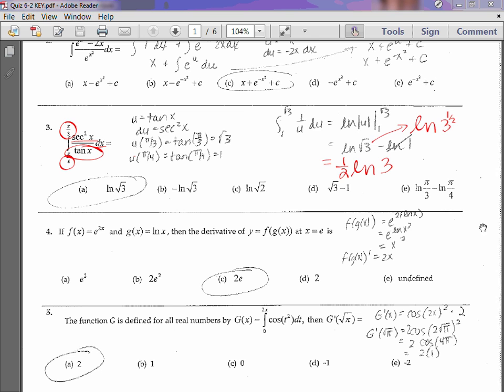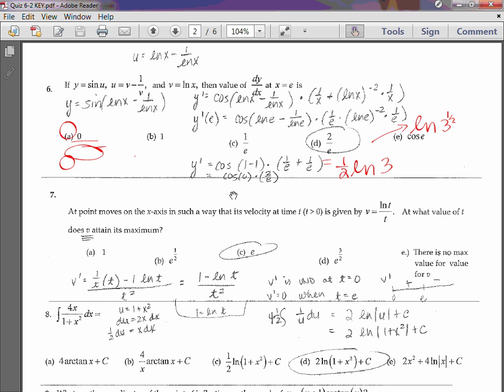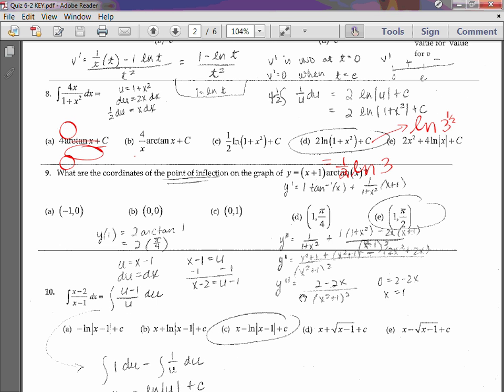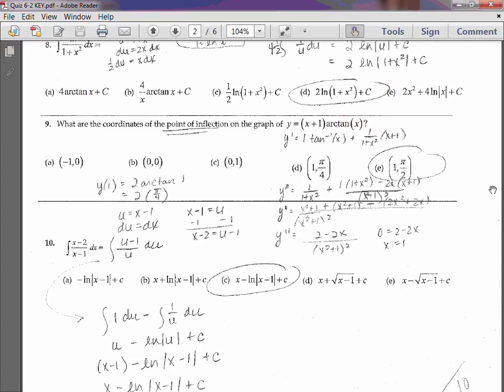Ooh, point of inflection, yes. I just love that these justifications continue to stay with us throughout the whole year. It's like it's important or something. Alright, so number 9.